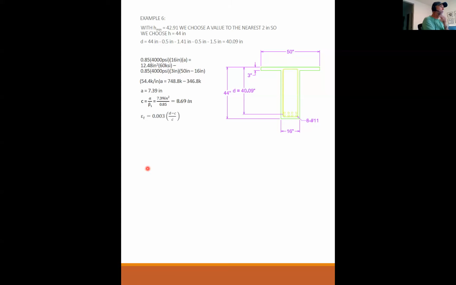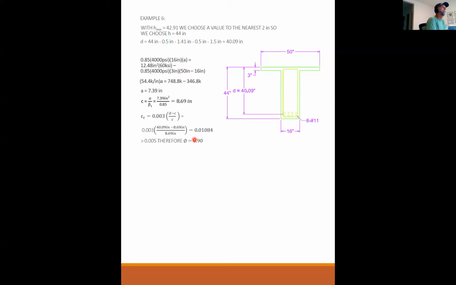Epsilon T is 0.003 times D minus C over C. And I plug in, see now this is different. I plug in my real D, not my target D, and my values for C, and I get 0.1084. Now, right here, you might have noticed, wait a minute, professor, that's not 0.125. You're right, it's not. There's a lot of iteration that goes into these design problems.